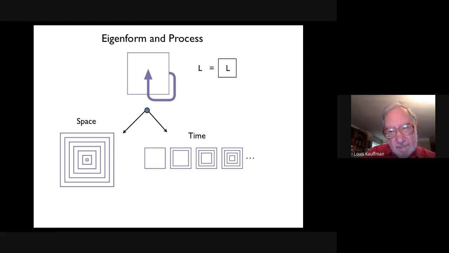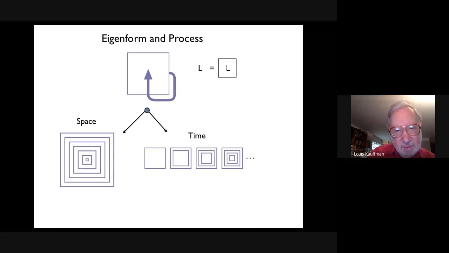The system might be oscillatory. There's no reason why it should be continually building up. Depends on the properties of the operator. And there are other things to say about recursions, but I'll stop there and just leave this as an icon for the idea of a recursion.